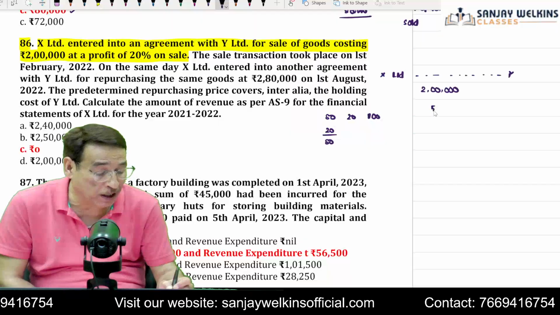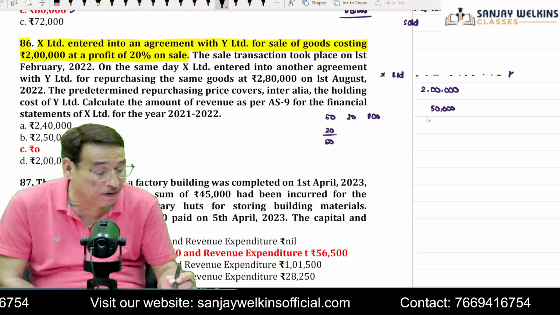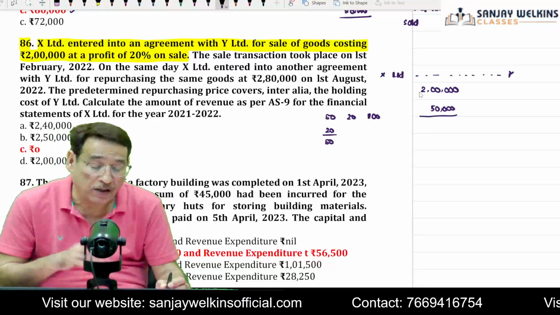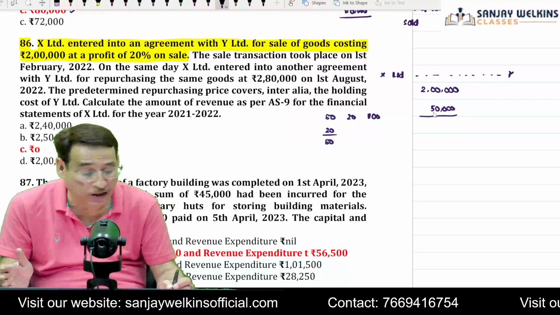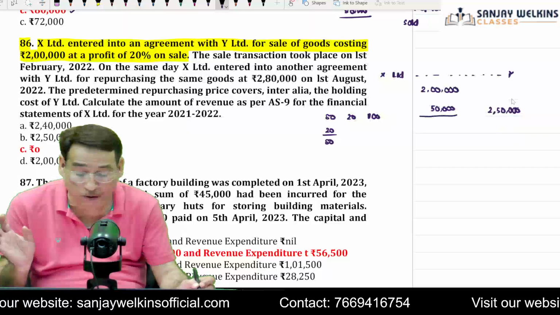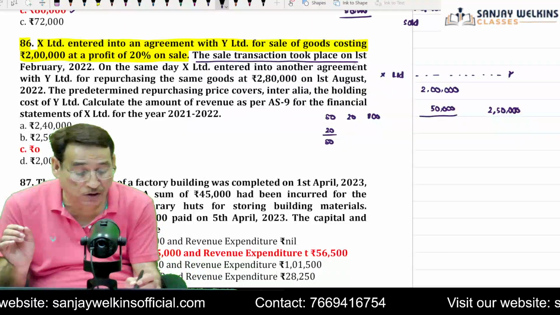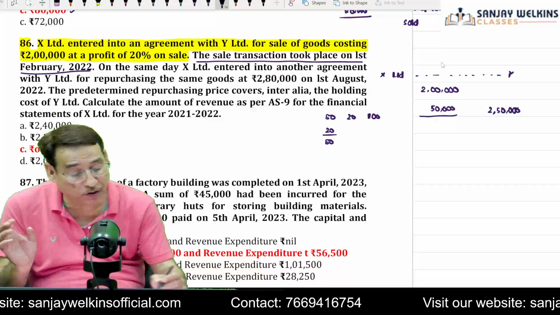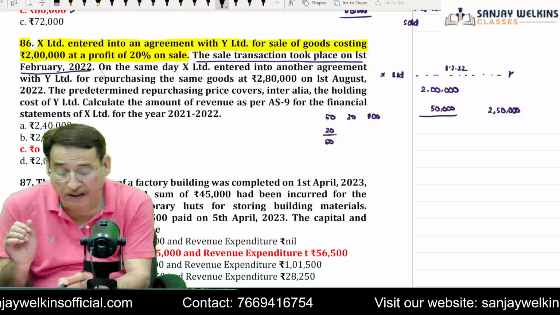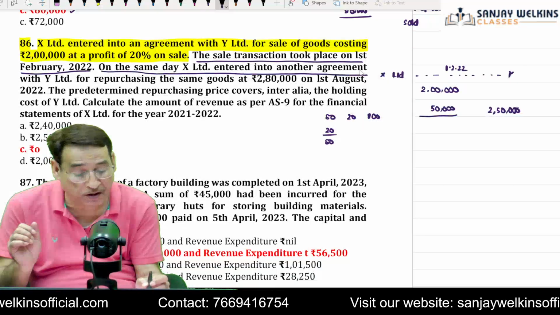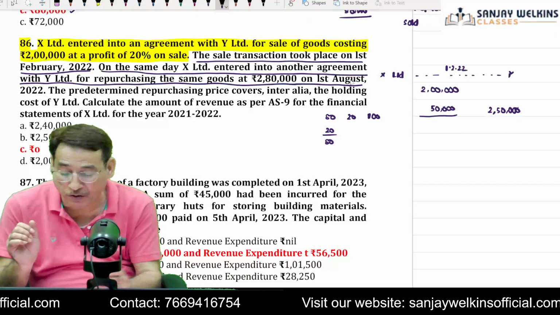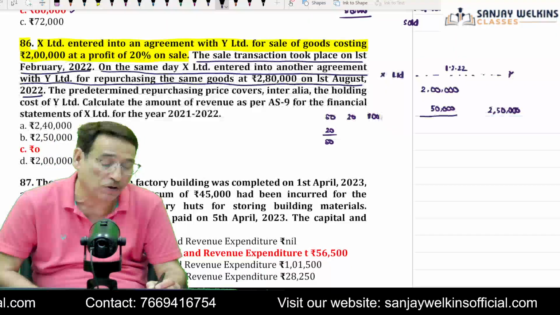If I apply 1 by 4 to it, because this is the cost of the goods, whereby it entered into an agreement that it will sell the goods costing 2 lakh, but at a profit of 50,000, that means total sales will be equal to 2,50,000. Anyway, this sale transaction took place on 1st of February 2022. So on 1st of February 2022, this transaction took place, and on the same day, X Limited entered into another agreement with Y Limited for repurchasing the goods at 2,80,000 on 1st of August 2022.